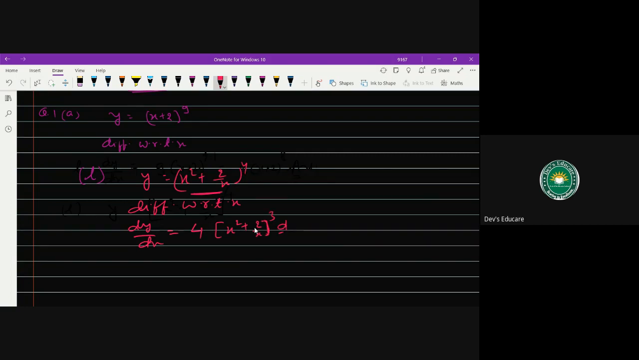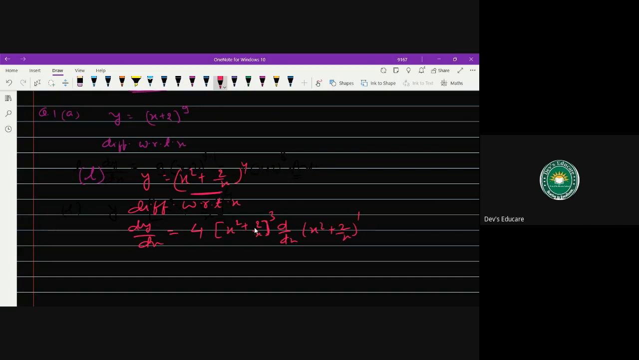Suppose we consider the whole as x. So derivative of x to the power 4 is 4x cube. So this will be 4 times x square plus 2 over x whole to the power 3. And by chain rule, we have to take the derivative of this also. Chain rule suggests whatever the functions are there, we multiply with the derivatives till we get 1.